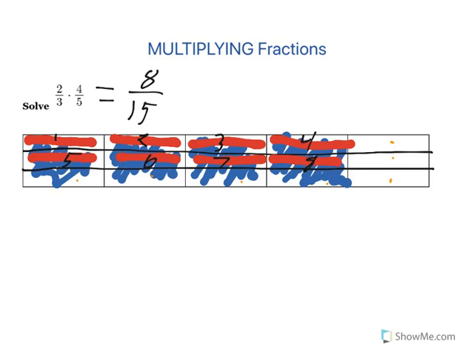Now multiplication is a lot easier because you can notice that 4 times 2 equals 8, 3 times 5 equals 15. We just have to multiply across the top and multiply across the bottom. Also remember to simplify this fraction if you can. This one cannot be simplified. I can't divide both of those numbers by anything, so 8/15 would be my final answer.